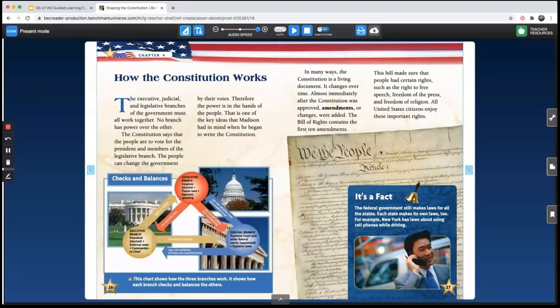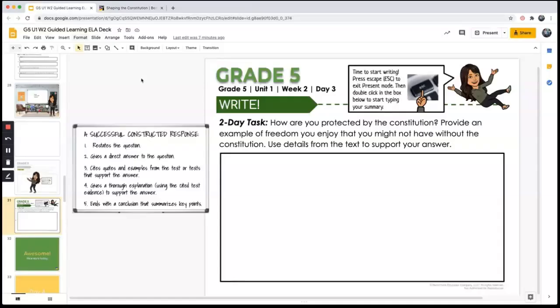So I'm going to go ahead and focus on freedom of speech. Okay, one freedom I know that Americans have, that not all countries have, is the freedom of speech. So when I think of this question, when I reread it, how are you protected by the Constitution, I need to incorporate some of that in my answer, restate the question. So I'm going to start with the Constitution protects my, and then I'm going to give my answer. I have chosen to focus on freedom of speech. Okay. The Constitution protects my freedom of speech.